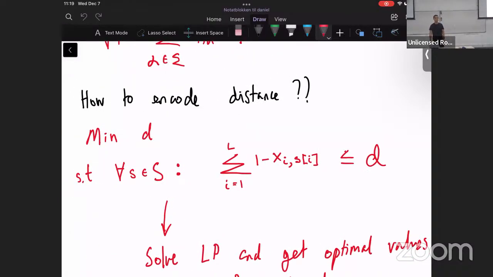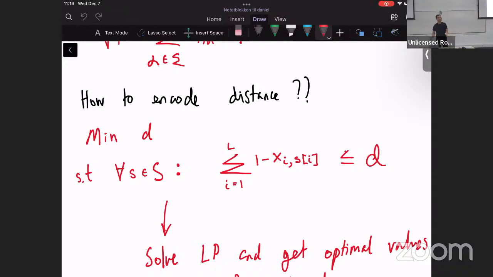Okay. You can now convince yourself that that is enough to encode closest string as an ILP. In particular, every center string corresponds to a feasible solution to an ILP with the same value. Every feasible solution to the ILP corresponds to a center string whose distance is precisely D.